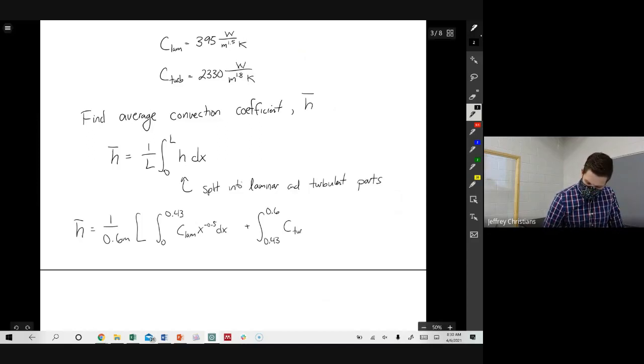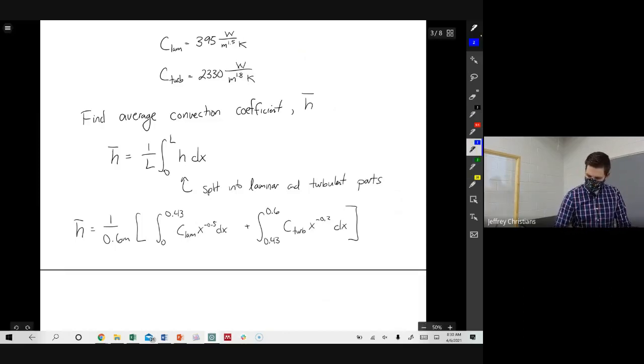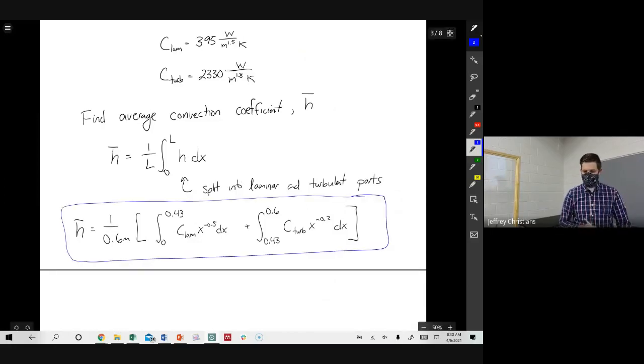Then this is C turb x to the minus 0.2 dx. So I'm boxing that, not because it's super special, but when you have to think about these problems, this will be a good equation to come back to, to remember how to do that.